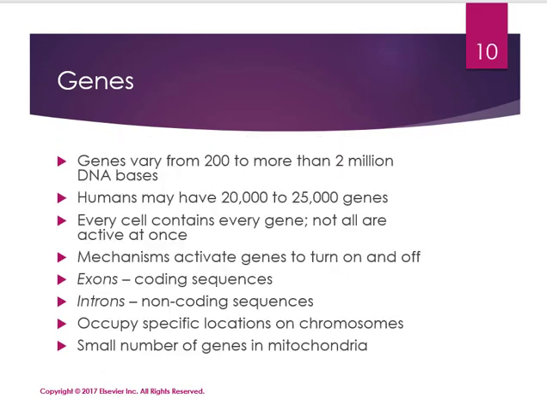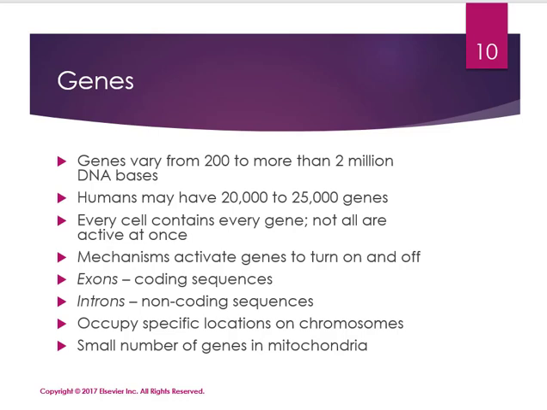So humans may have anywhere from 20 to 25,000 genes, and each cell contains a gene, although all are not active at the same time. And the mechanisms to activate genes can be turned on and off by the body. Exons are the coding sequence, and introns are non-coding sequences, and they are located on the chromosomes.